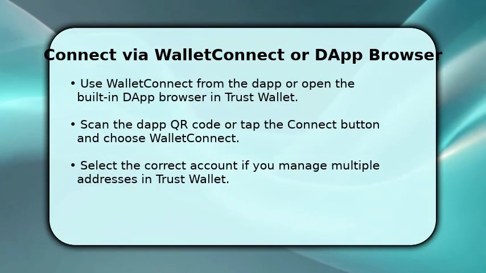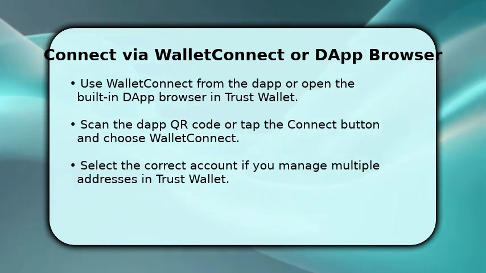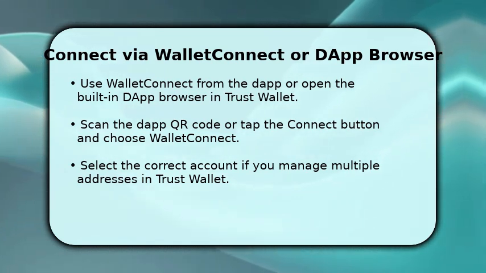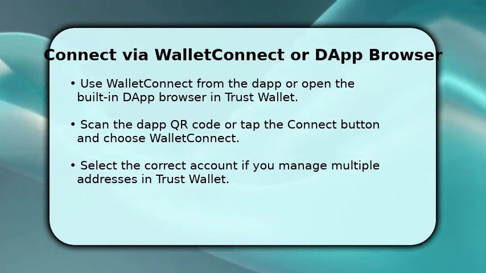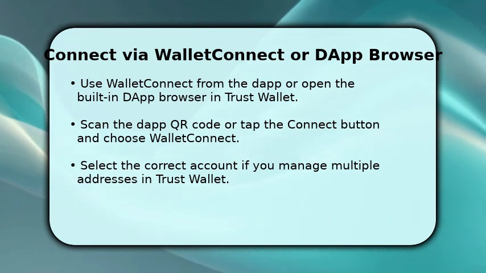From the Decentralized app, tap Connect and choose Wallet Connect, or open the Dapp URL in Trust Wallet's built-in dApp browser if available. If the Dapp displays a QR code, select Wallet Connect in Trust Wallet and scan the QR code to initiate a secure session.